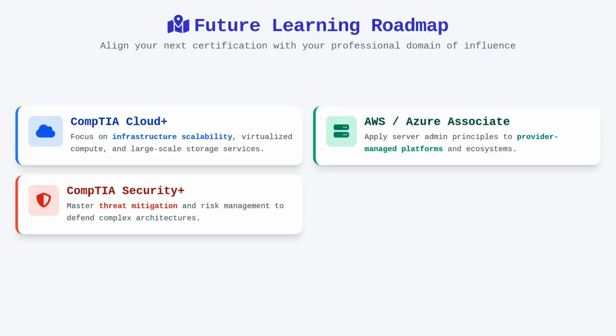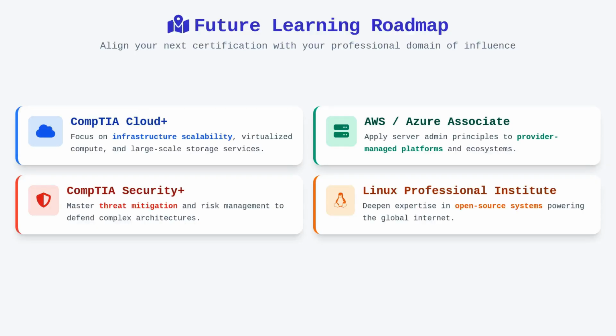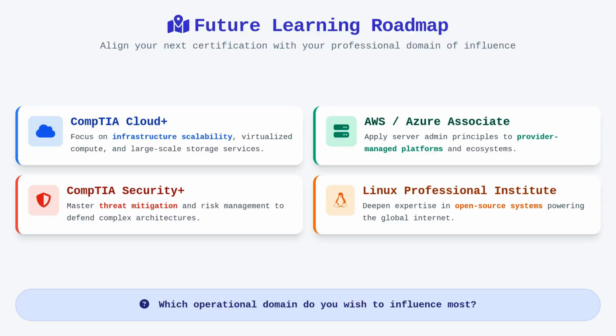For those pursuing vendor-specific roles, moving into AWS or Azure associate certifications will allow you to apply the principles of server administration to specialized, provider-managed platforms. Alternatively, pursuing certifications through the Linux Professional Institute will deepen your expertise in the open-source systems that underpin the majority of global internet infrastructure. Choose your next path based on the specific operational domains where you wish to exert the most influence.